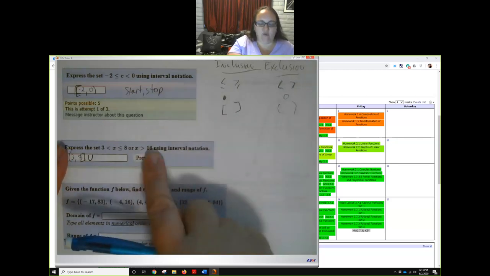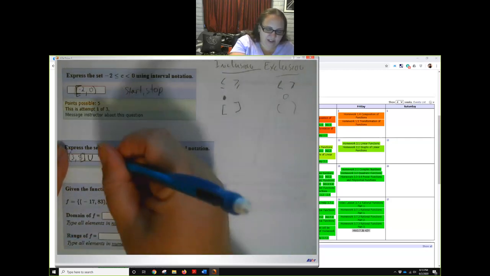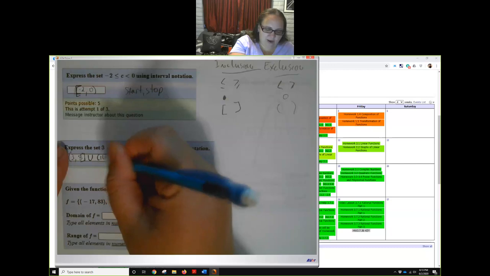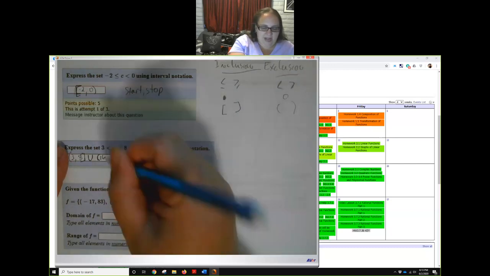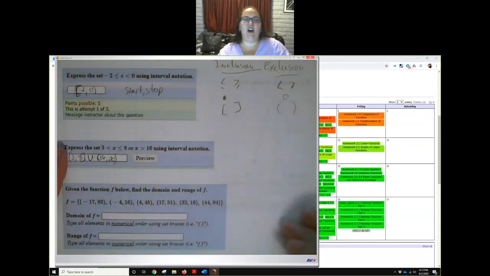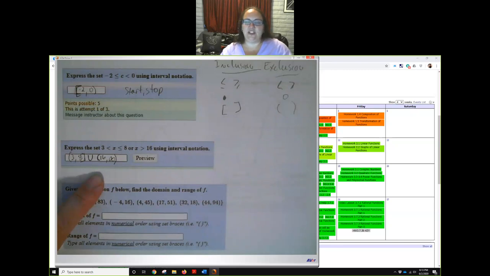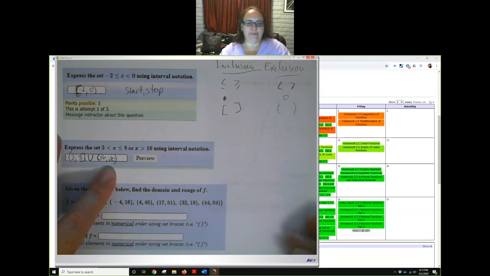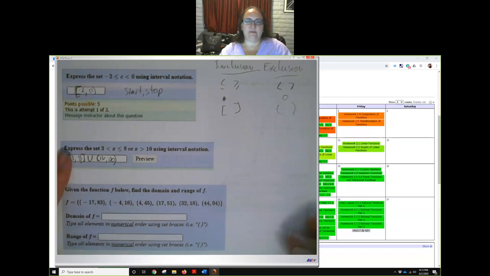And saying x is greater than 16 means that we're starting at 16, but with a parenthesis, and going up to infinity. And infinity always gets a parenthesis. Infinity is not a member of my set. It is just the idea that this set goes on forever. So every time you use either infinity or negative infinity, make sure to give it a parenthesis. Okay.